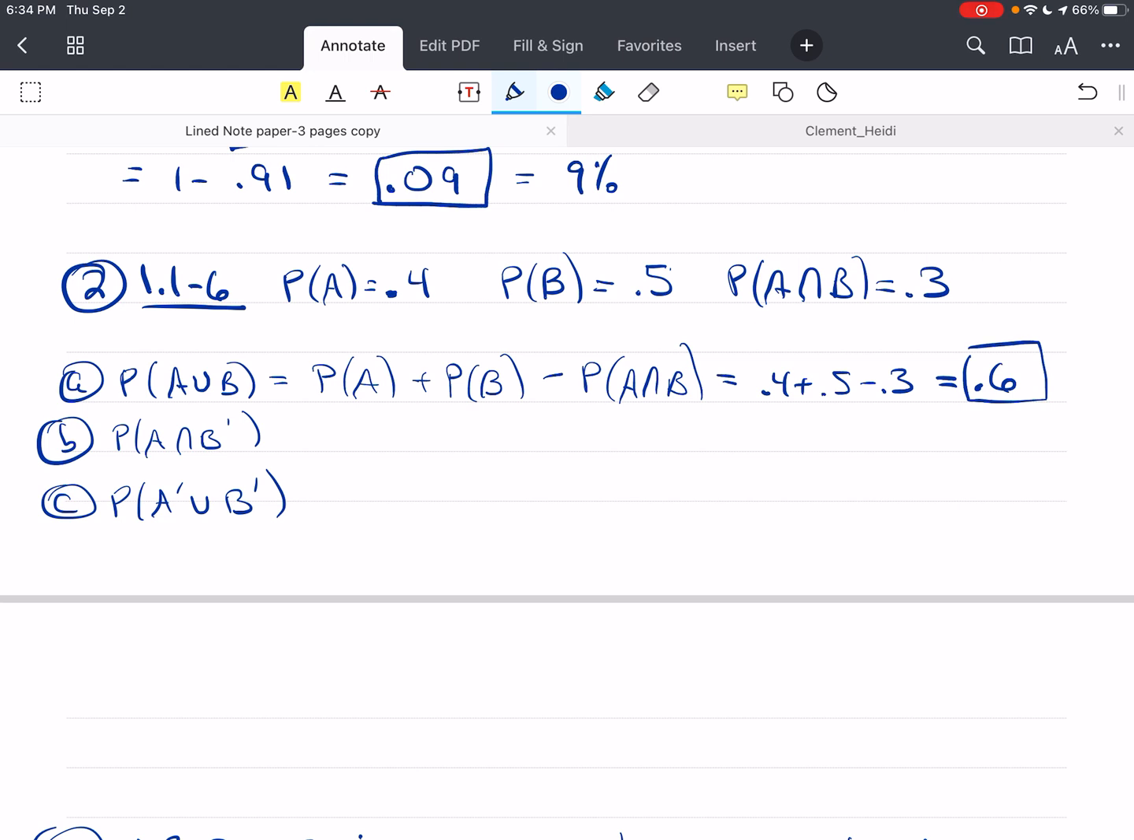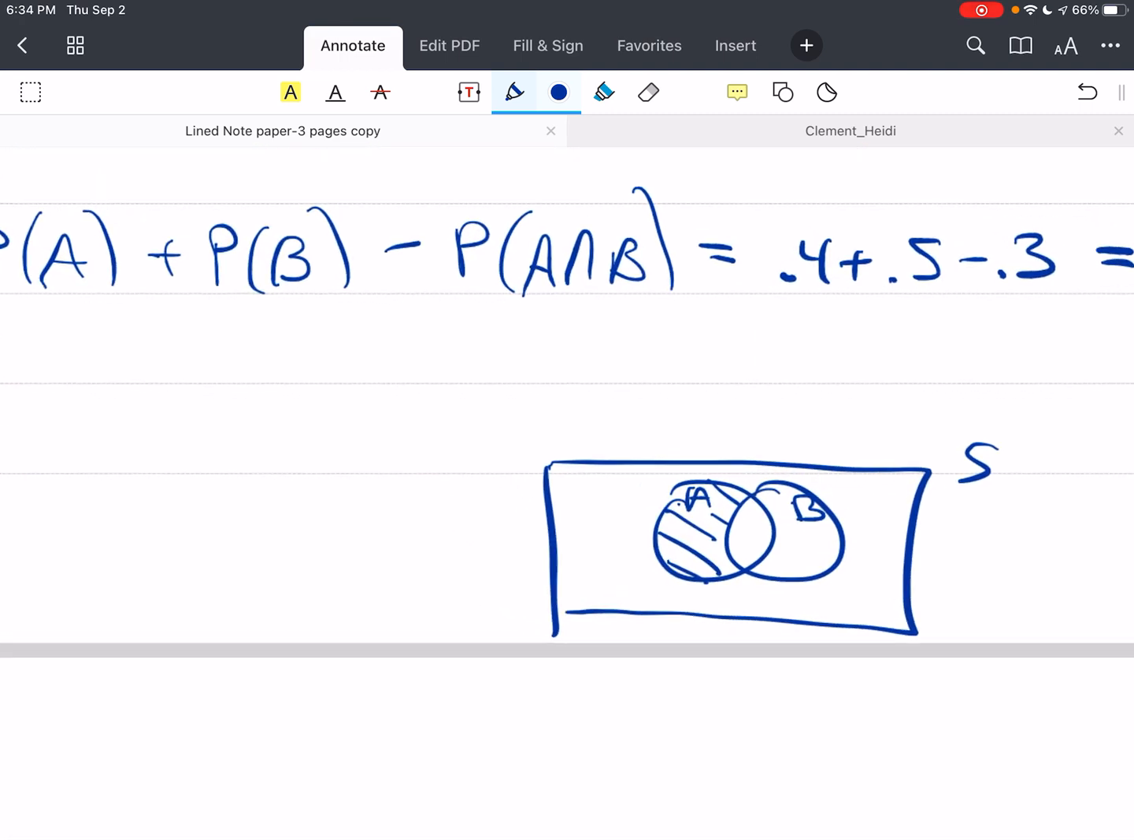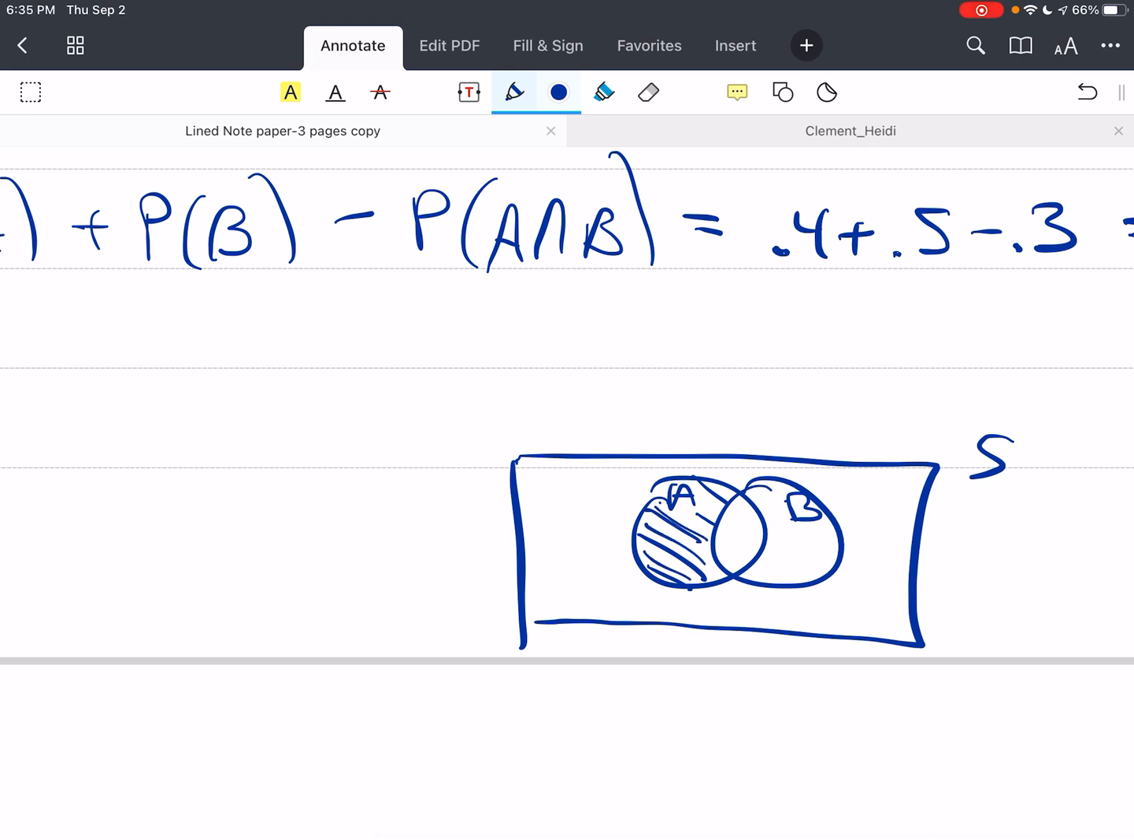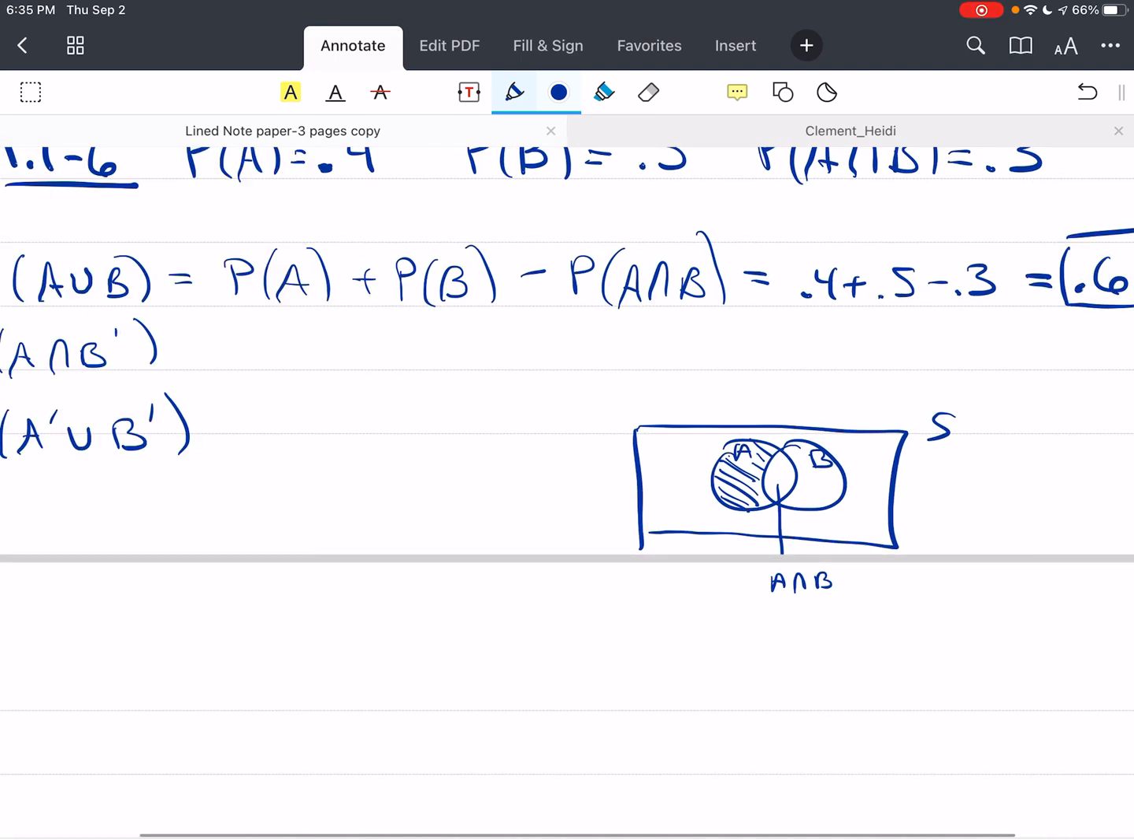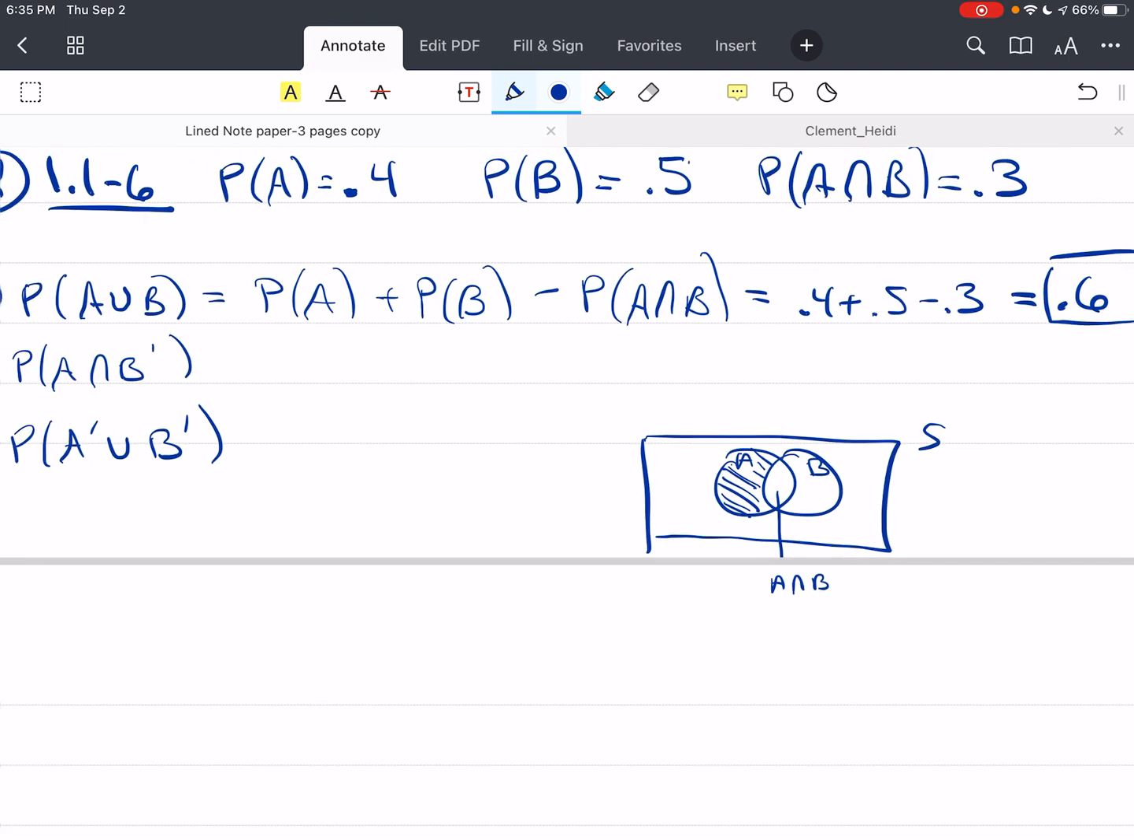Now, you may need to draw a little picture for the next one. Oops, that's not very clear, is it? So A and B over here. And we want A and not B. So we want the part of A that's not in B. That's just this part here. So let me zoom in a little bit. If we just want this part that's in A and not in B, then we can just take A and subtract the intersection of A and B, can't we? And we know both of those. So with the aid of the Venn diagram, we can see the relationship. So this is going to be P of A minus P of A and B. So P of A is 0.4, P of A and B is 0.3, so this is going to be 0.1.